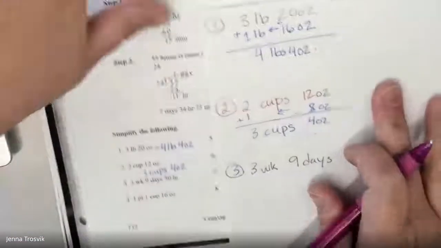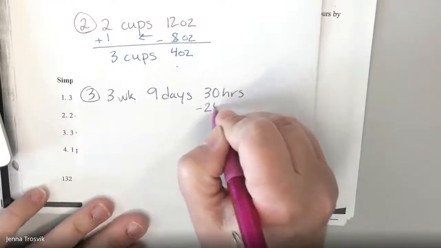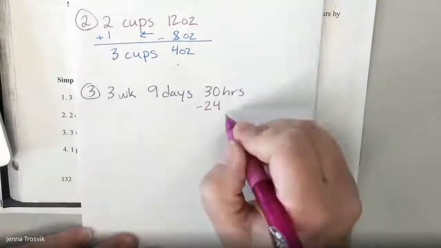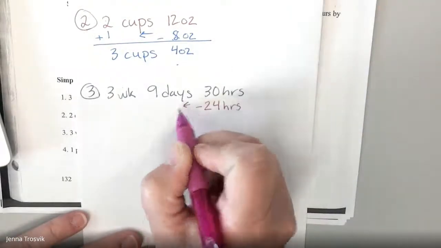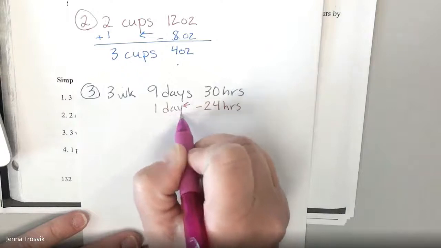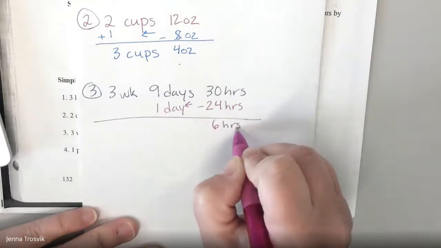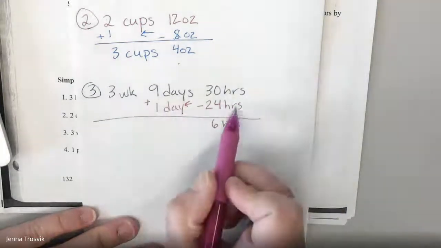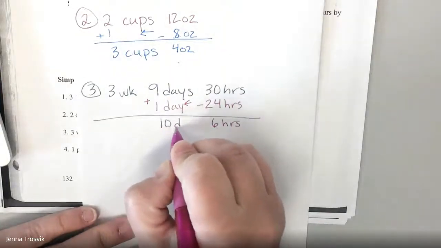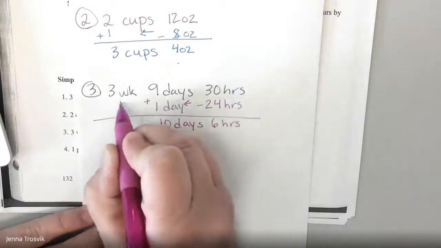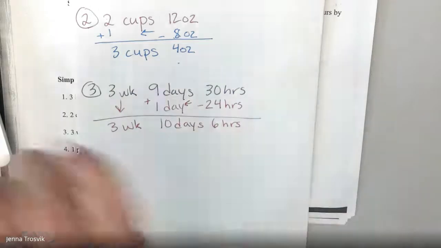So down below, I'm going to start with my hours. And I'm going to take 24 hours from the 30 hours that I had. So I had 30 hours. If I take 24 hours from that, it turns into 1 full day. Now, that leaves me with 6 hours, and I have to add that full day that I took away in hours to my 9 days that I had originally and turn it into 10 days, and my weeks just stay the same. So I now have 3 weeks, 10 days, and 6 hours.